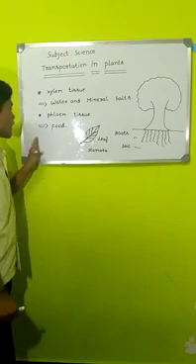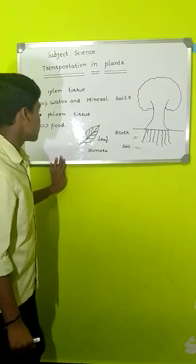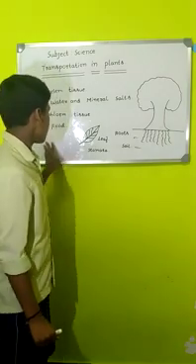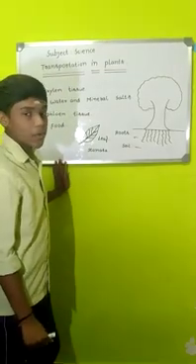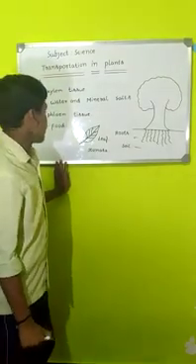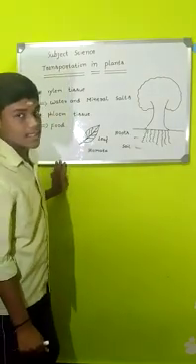Phloem tissue is also called as food conducting tissue because it transports the soluble products of the photosynthesis to all the parts of the plant. This process is called as translocation. The process of supplying the soluble products of the photosynthesis through a vascular tissue phloem is called as translocation.